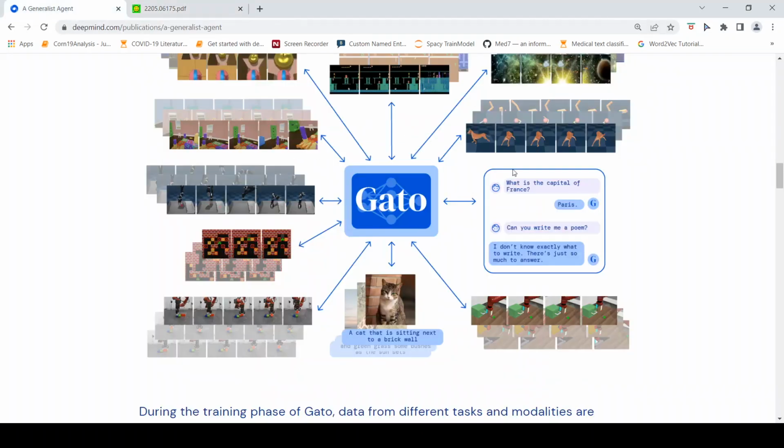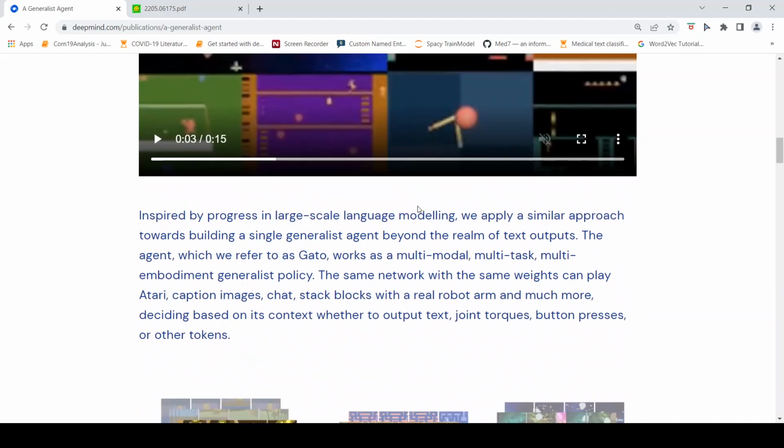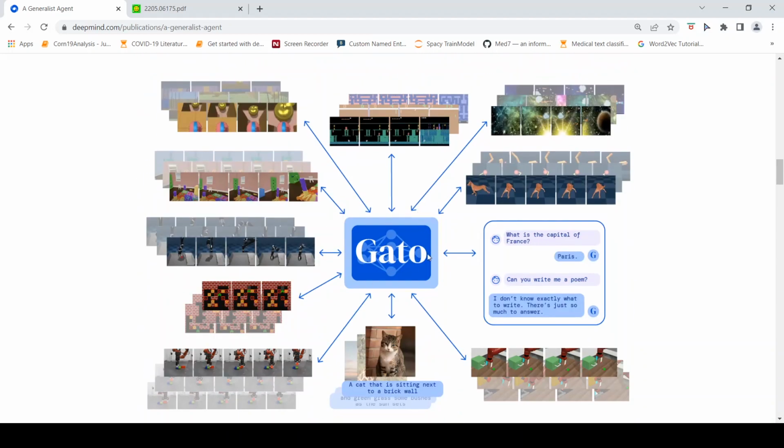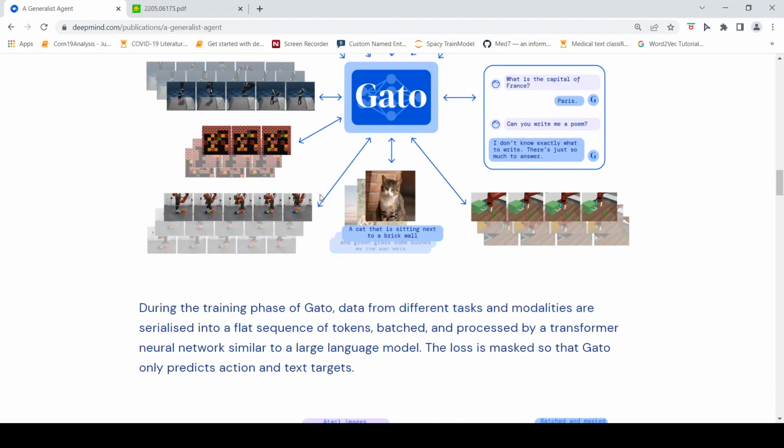So this is a huge step in the field of AGI, or artificial general intelligence. With improvements in hardware, we will see more and more such models coming out, more generic models, with a single model being able to do multiple tasks. So this is a huge step in the field of AI.